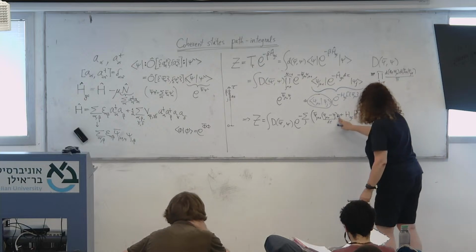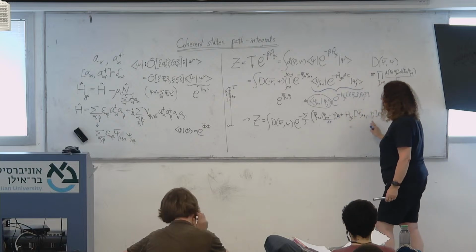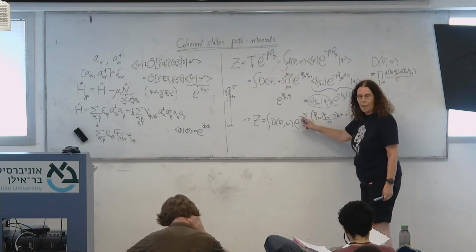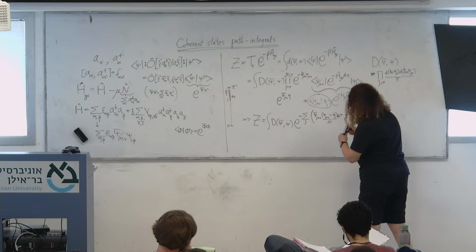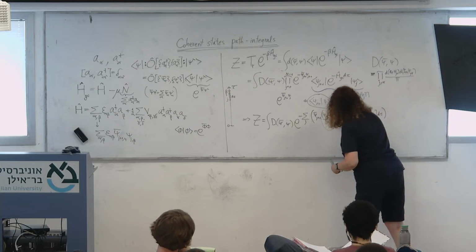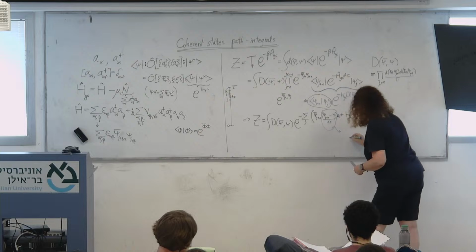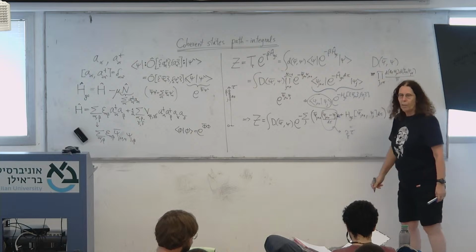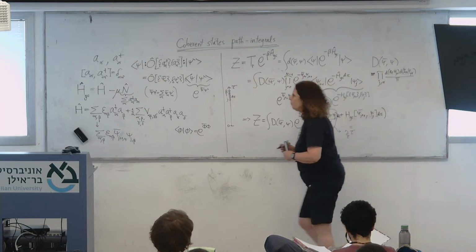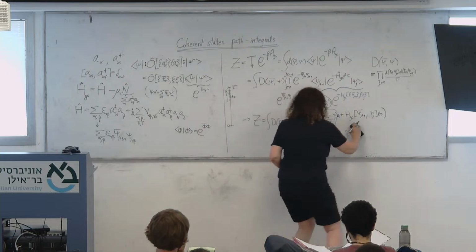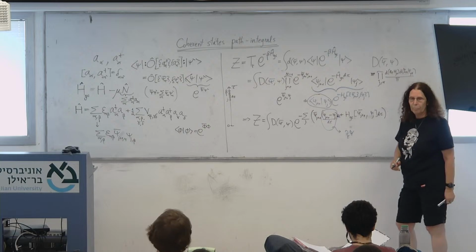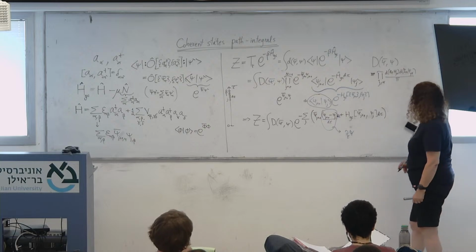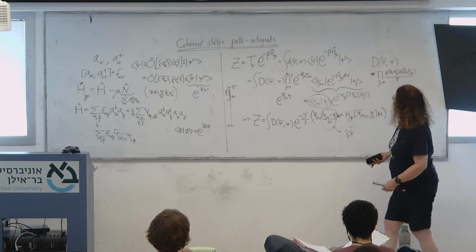Now, this d tau can be taken outside of the sum. And inside, in the continuum limit, I can replace this by a time derivative of psi. So let me write down what is the final result.